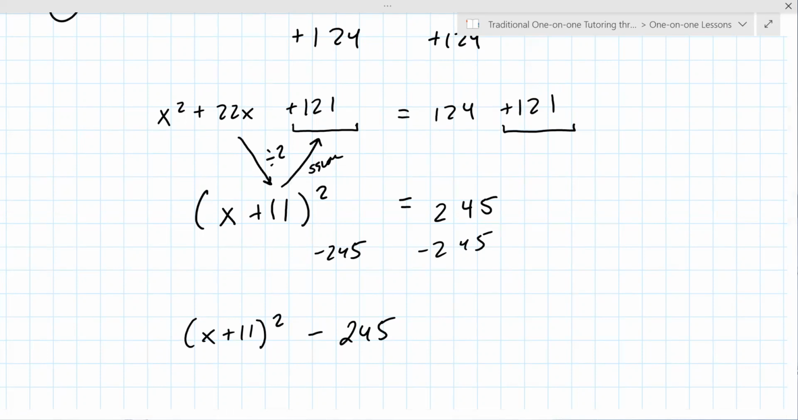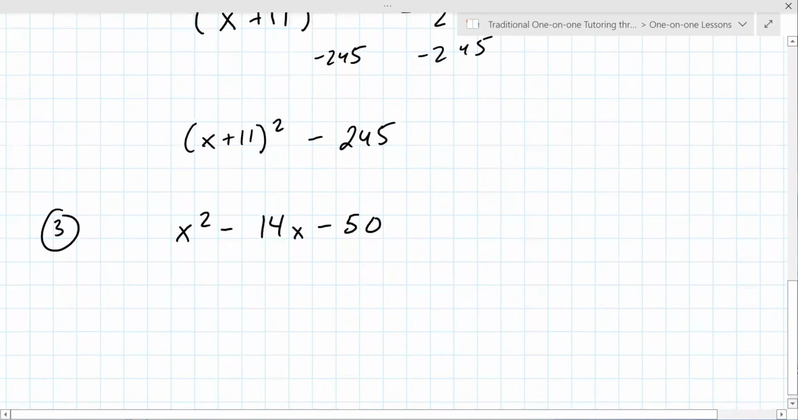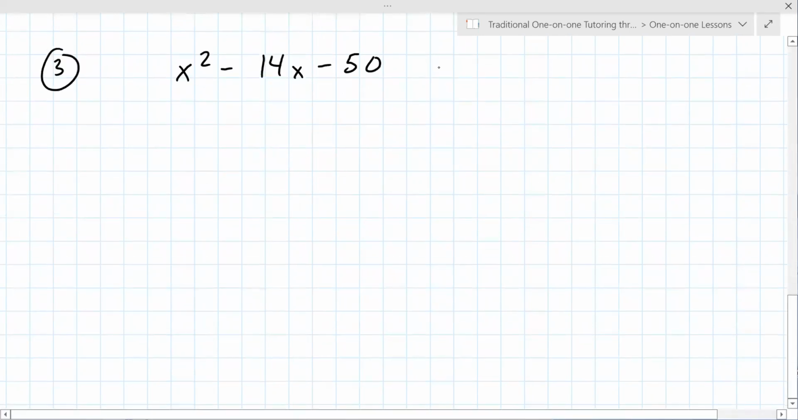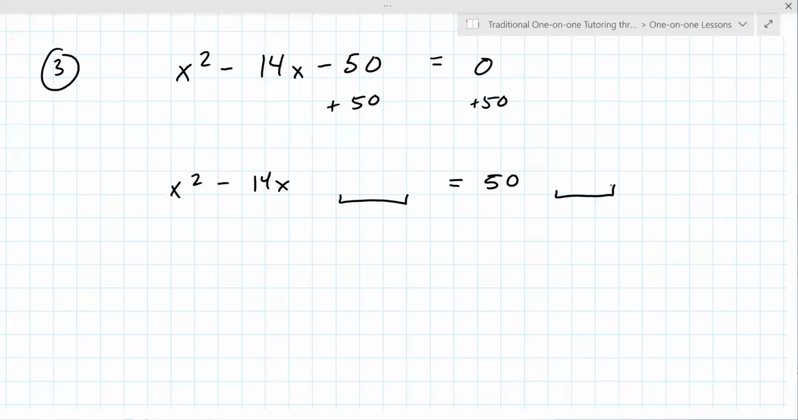All right, let's look at number 3, our first variation on this. So let me write it out here: x squared minus 14x minus 50. Again, I set it equal to 0, add 50 to both sides. You either add or subtract depending on what it is. Leave a space. So you've got x squared minus 14x equals 50, and then I've got a number here.